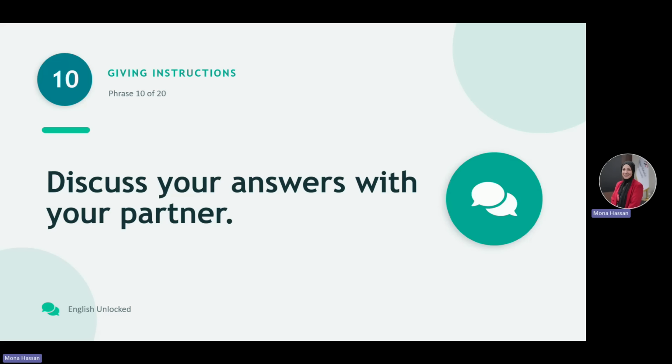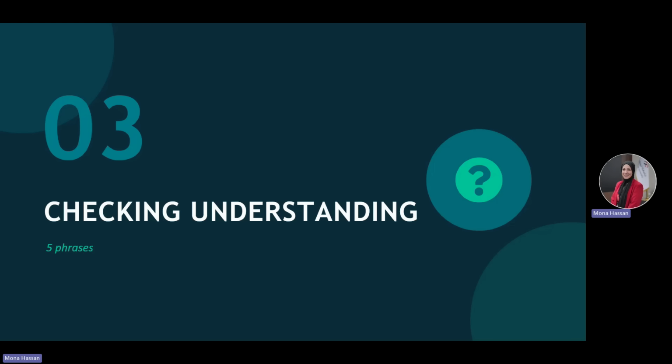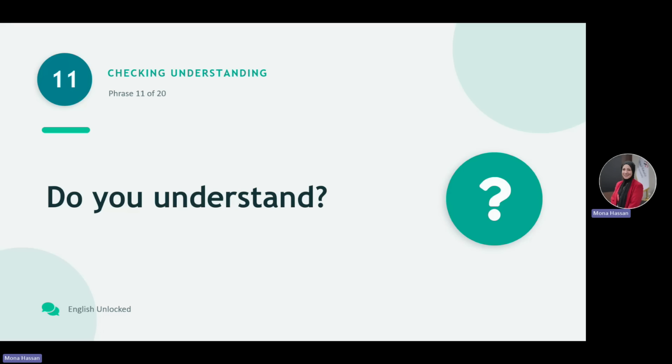The phrase number 10 here is encouraging students to speak and compare ideas. And this is done by saying, discuss your answers with your partner. These phrases help you to make sure no one gets left behind. So the first phrase that you can use in checking understanding is, do you understand?